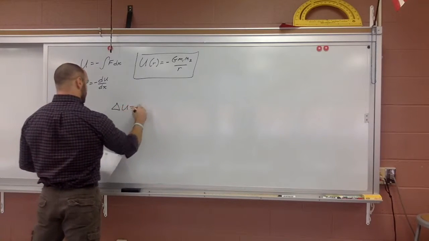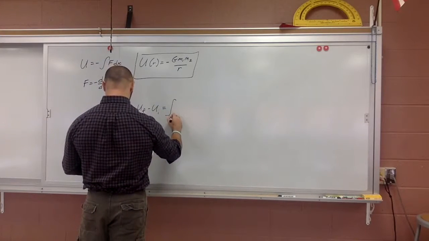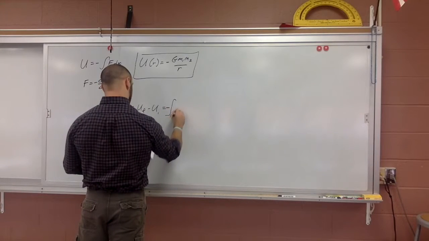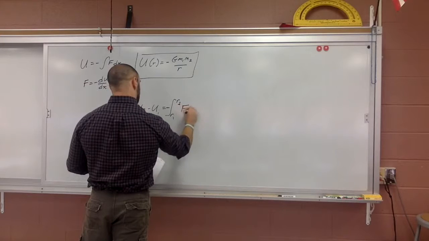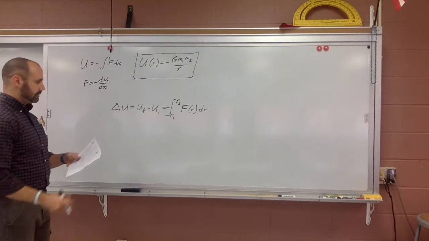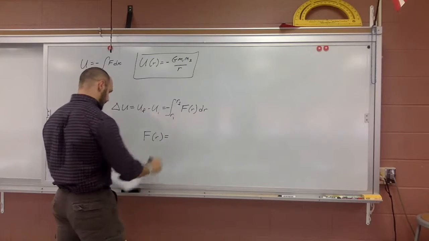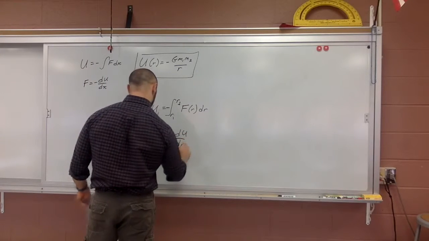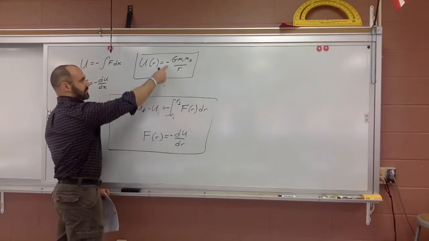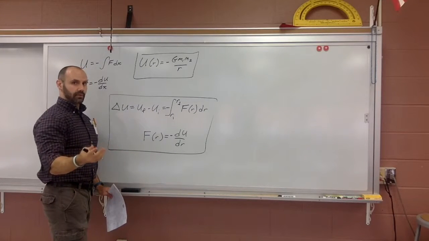So delta U is given by U final minus U initial, which is going to be the integral of negative, from r initial to r final, force as a function of r, dr. Okay, that also tells us that the force as a function of r is negative dU dr. This makes sense because if I take the derivative of this, then I get the force function, GMm over r squared. Right?